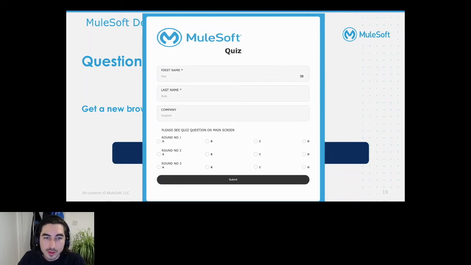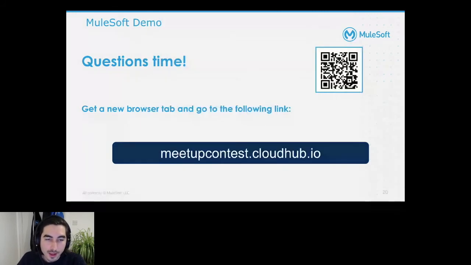Now, you need to go right now, open a new tab in your browser, or scan the QR code and go to meetupcontest.cloudhub.io. Let me put it here in case you haven't seen it. And in there, you can start filling in your first name, last name, and company is optional, to be honest. But please, you can put any information there that makes your name unique, for example.